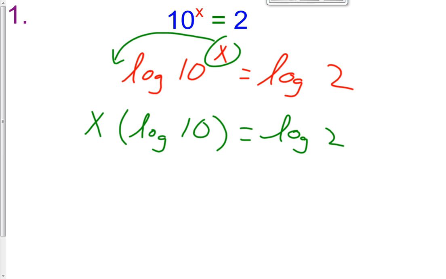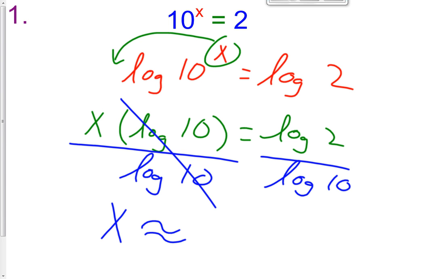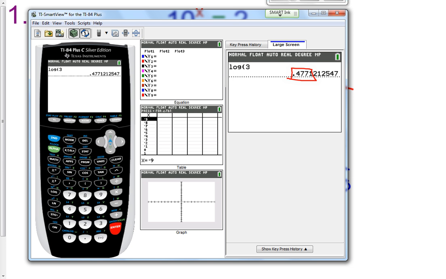Now to get x all by itself, right now it's multiplied by the log of 10, so we get rid of it by dividing by the log of 10, and that's gone. Divide both sides by the log of 10, and there we have our answer. X is approximately equal to, don't put equals because it doesn't equal something, it's approximately equal to log 2 divided by log 10. Be careful when you put this in your calculator. It's log 2, close your parenthesis, divided by log 10, close your parenthesis. You will get a wrong answer if you don't close your parenthesis. And round to 4 decimal places. So 0.3010.